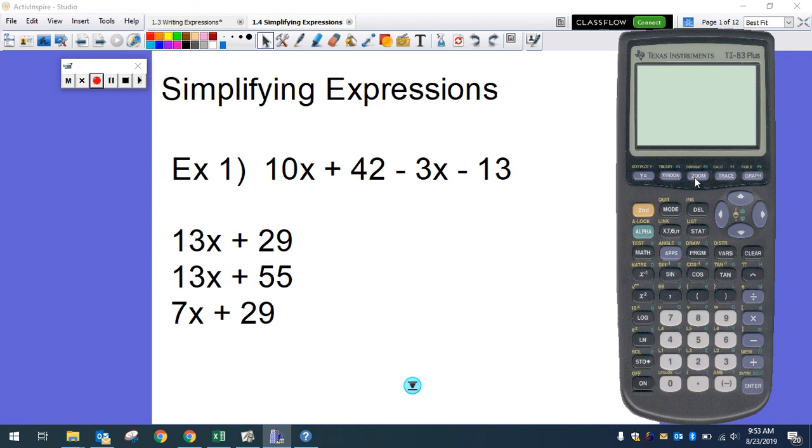So you need to go to Zoom. Zoom's right here at the very top, and you want to go down to Standard, which is number 6. So you can either scroll down to number 6, or you can hit the number 6 button, but you want your screen to be normal, okay?